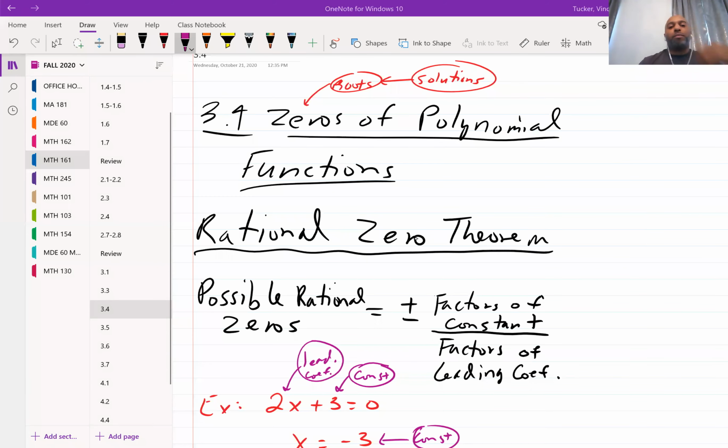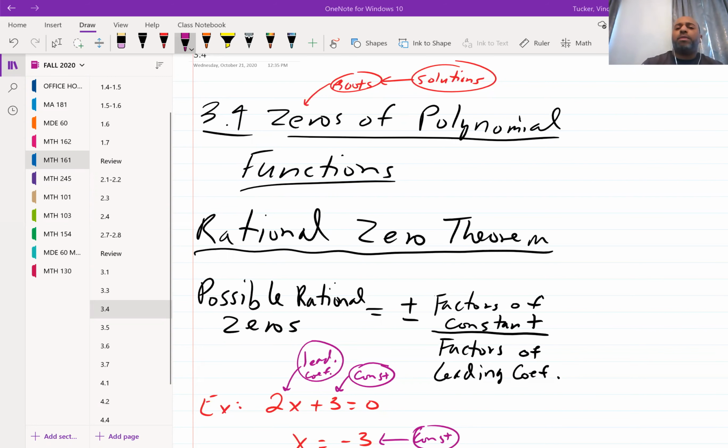All right, so 3.4, zeros of polynomial functions. Zero is another word for roots, and if you're not used to seeing the word roots, solutions is another word for that. So zeros, solutions, roots all mean the same thing. So we're talking about solutions of polynomial functions.